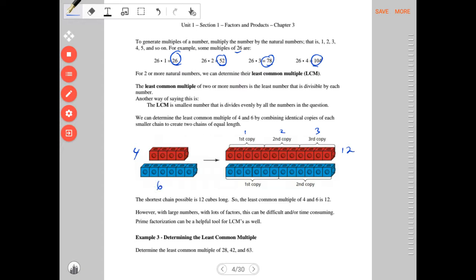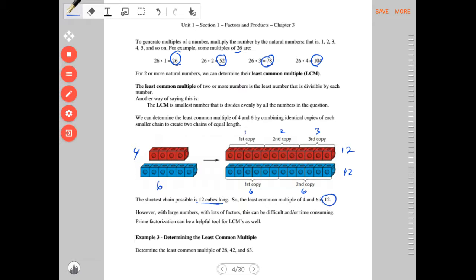And then if we do the same thing with 6, the first copy, 6 and 6 is 12. So the lowest common multiple between 4 and 6 is 12. So the shortest chain possible is 12 cubes long. So we say the least common multiple of 4 and 6 is 12.